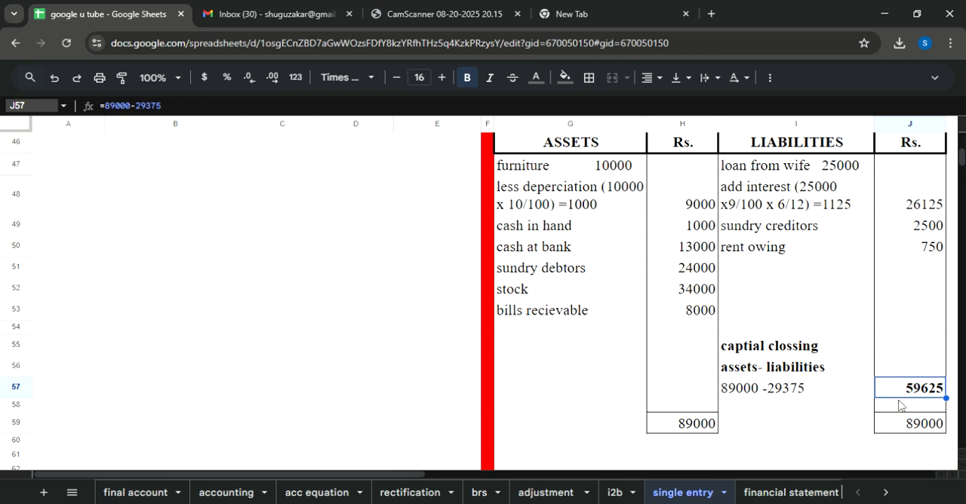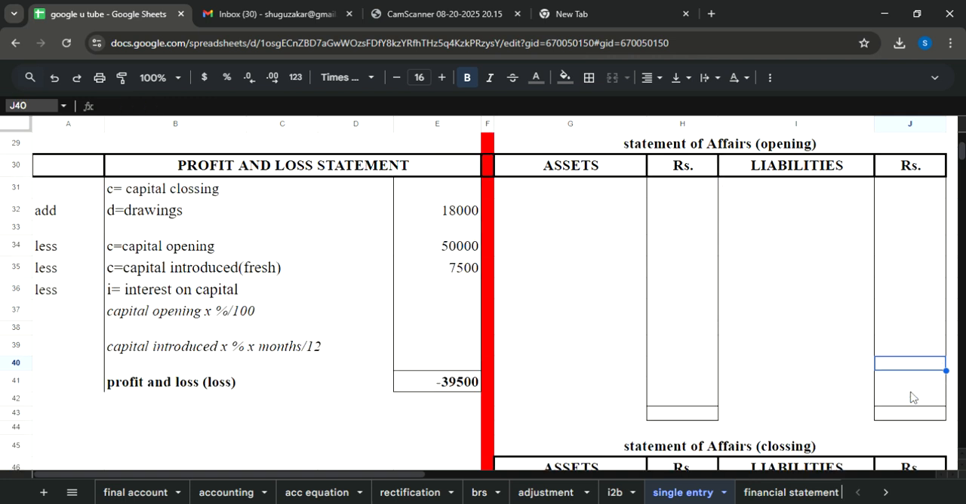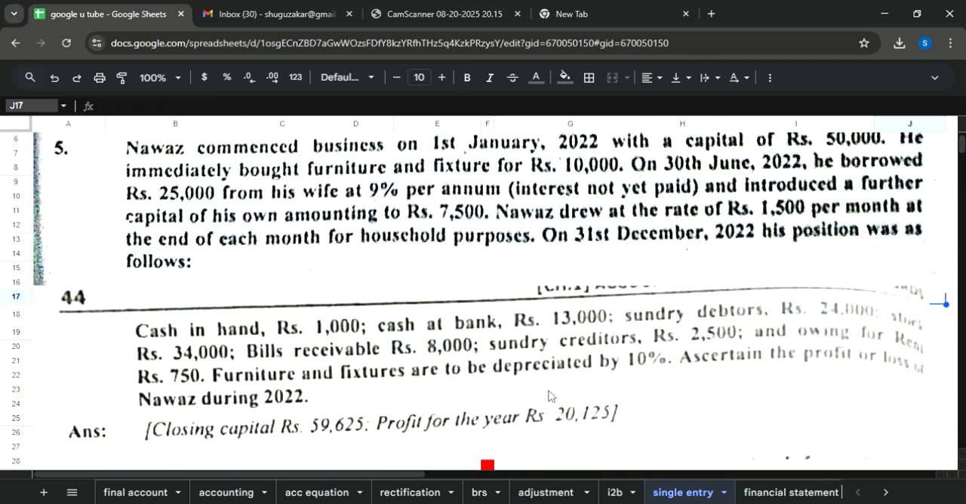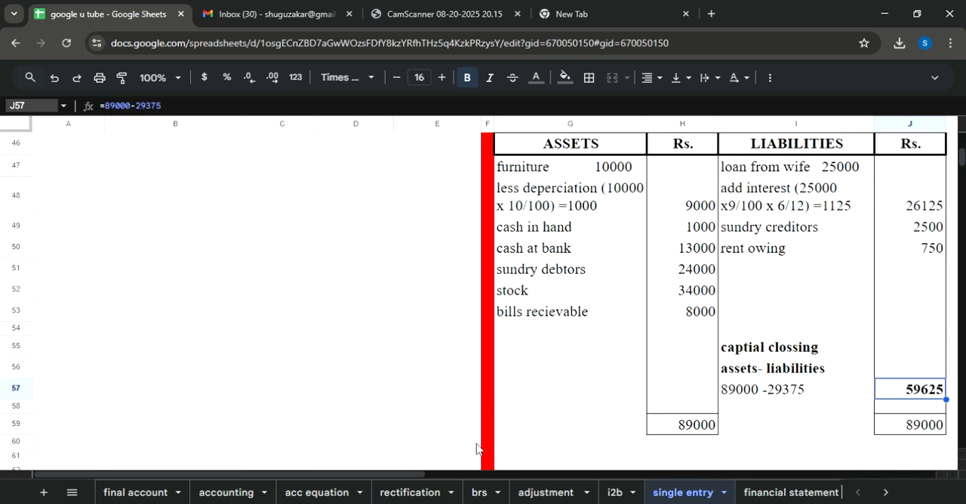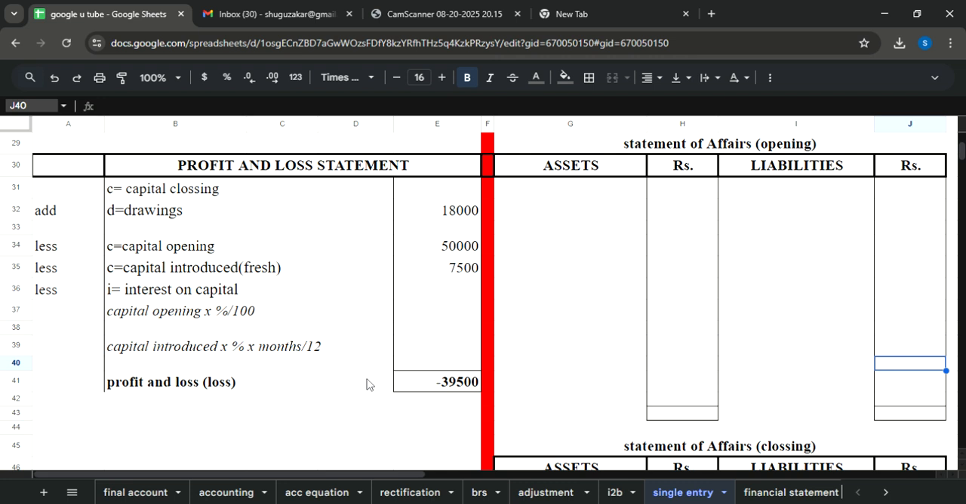The closing capital answer is given in the book. Let's check it out. 59625, and here you can see closing capital is 59625. That means our answer is correct. So let's put 59625 in closing capital. You have seen that all values were attached over here.